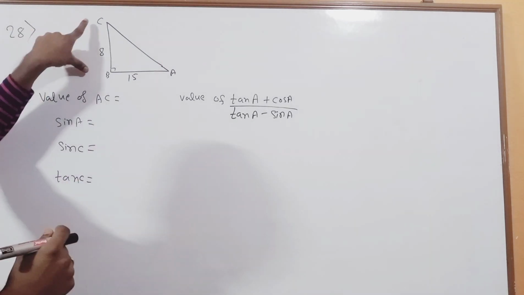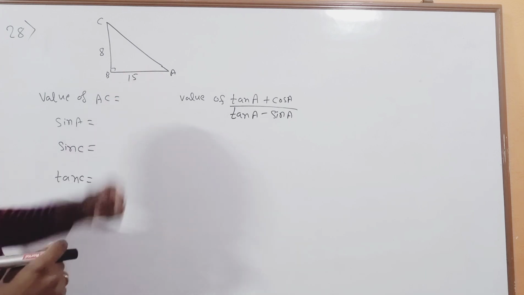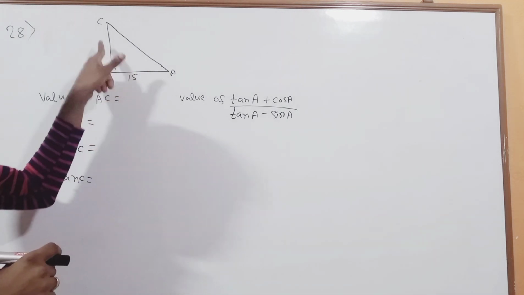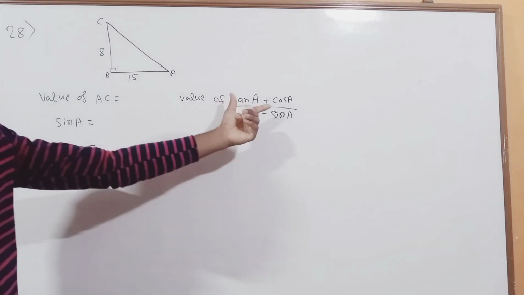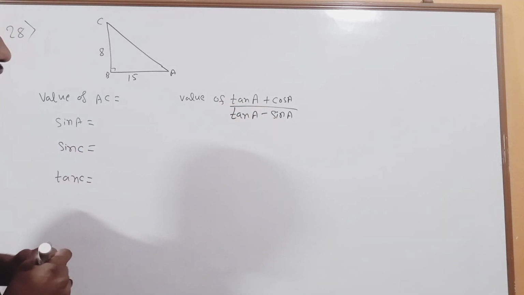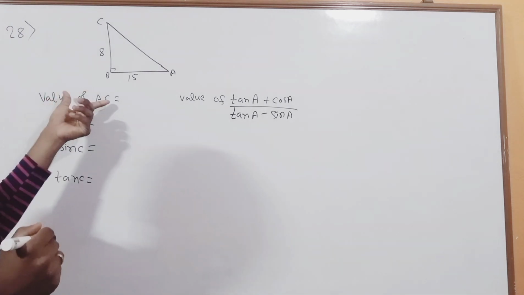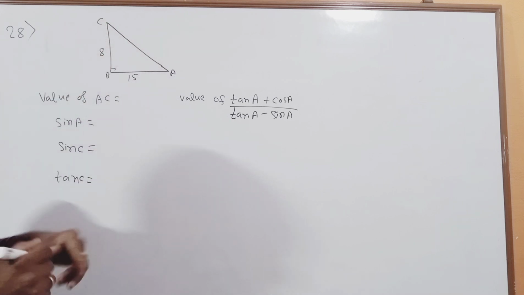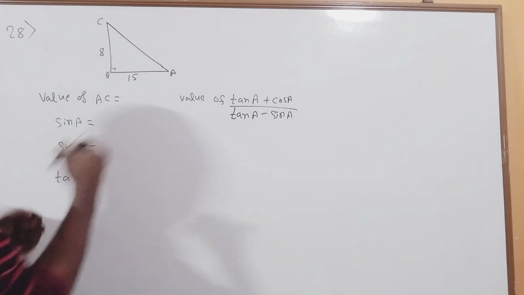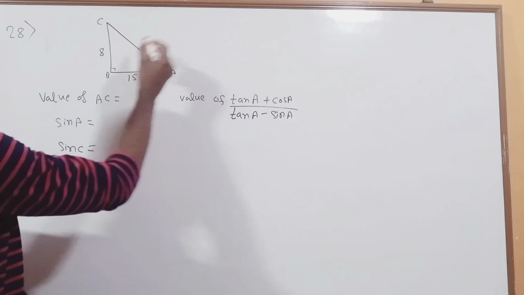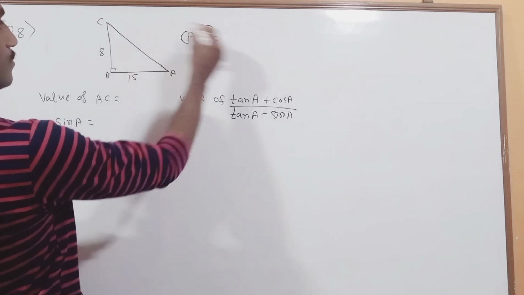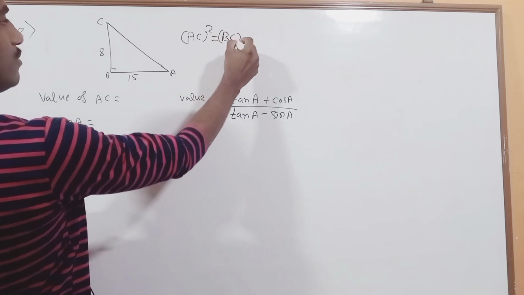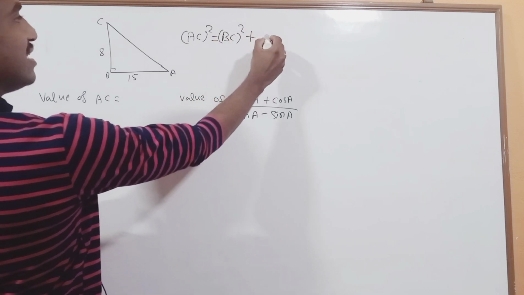Here they have given the value of BC, AB, and we need to find the value of AC. That's the first question. Then sin A, sin C, tan C, and then the value of tan A plus cos A divided by tan A minus sin A. This is what we need to find. Now the value of AC, basically it's the hypotenuse. So from Pythagoras theorem we can write AC square will be equal to BC square plus AB square.